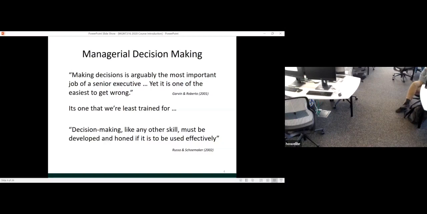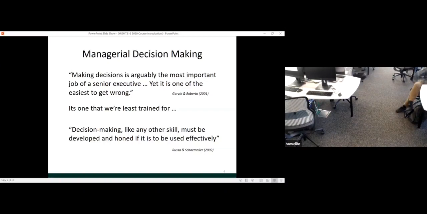You can't just rely on those snap judgments. You need to have the skills of how you think through these decision situations to help you get a more reasoned approach, because arguably this is how you're going to get to better decisions being made by managers. So it's one we're least trained for, but the good news is it's a skill that can be learned. And if developed and honed, you can make better decisions and you can use it effectively.